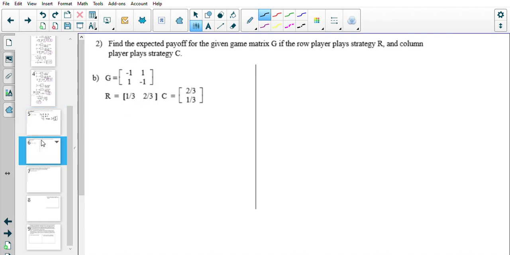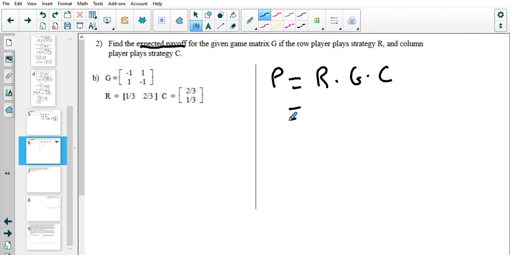Okay, 2B is very similar. We're given a game matrix, a row matrix, and a column matrix. We want to find the expected payoff. So again, P equals row times game times column. So that's exactly what we'll do in our calculator. A will take our row matrix of 1/3, 2/3. B will take our game matrix, -1, 1, 1, -1. And C will take our column matrix of 2/3, 1/3.